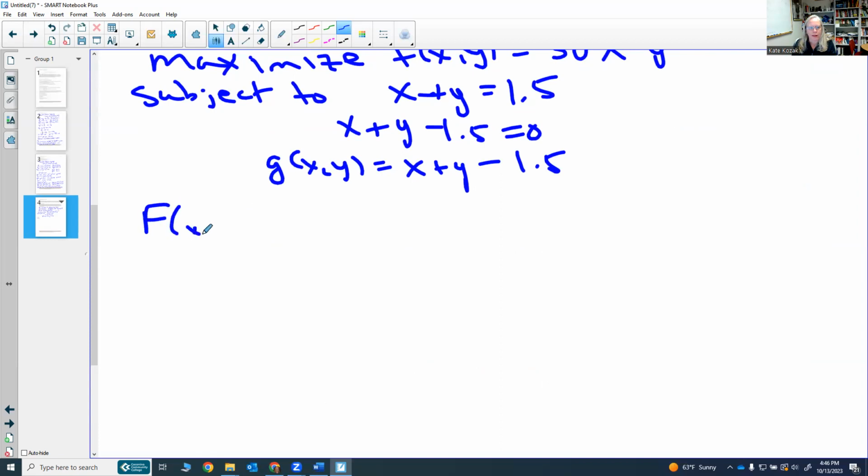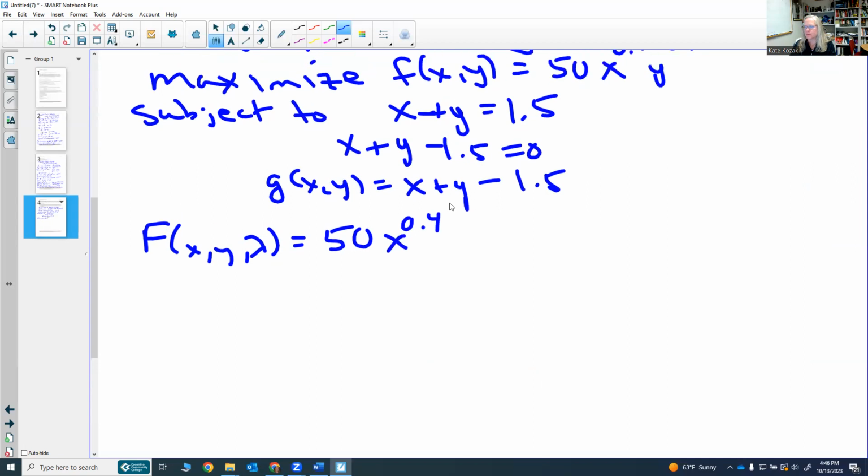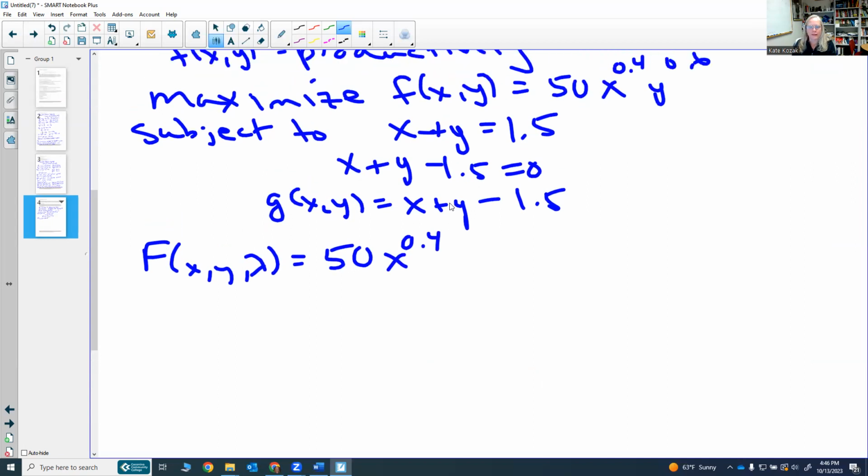Capital F of x, y, lambda is going to equal 50 times x to the 0.4, y to the 0.6, plus lambda times x plus y minus 1.5. Now find the partial derivatives with respect to x, y, and lambda and set equal to 0.